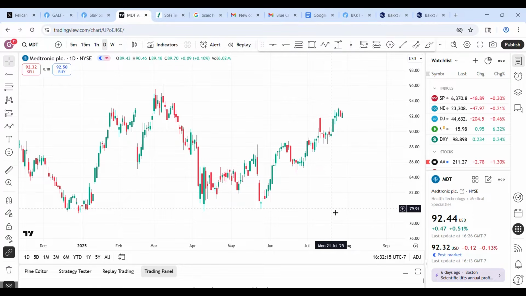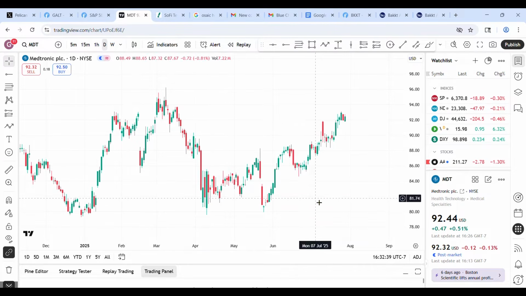Today, we're going to be taking a look at the chart on medical device giant Medtronic, symbol MDT. And when we take a look at the chart, we're simply going to be looking for two things. One, what's the direction of the trend? And two, are there clues as to where the big money might be patiently waiting to buy at lower prices or patiently waiting to sell at higher prices? So let's get right into it.